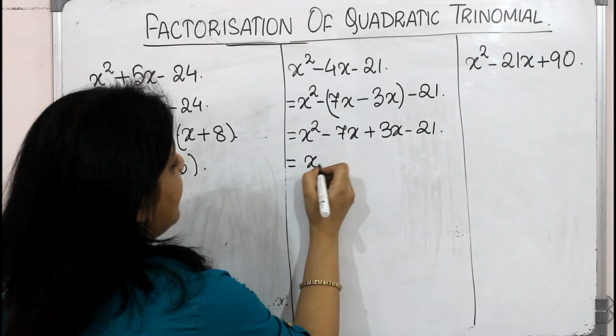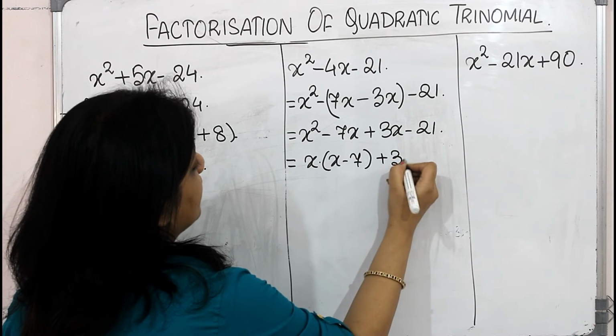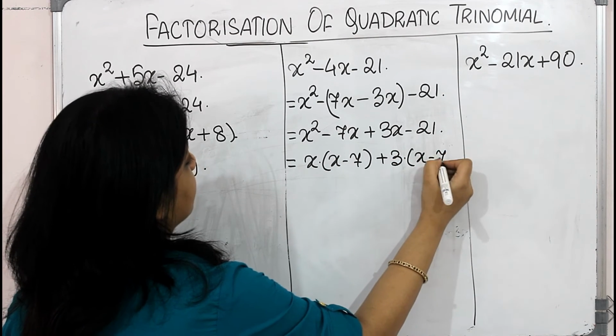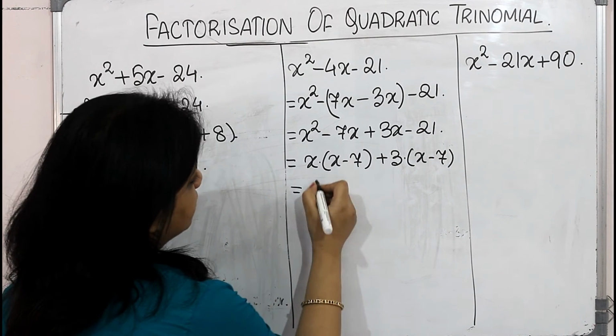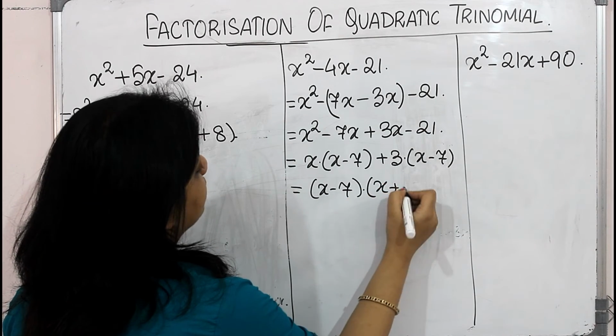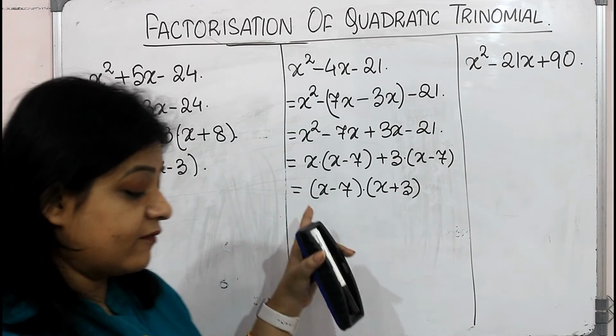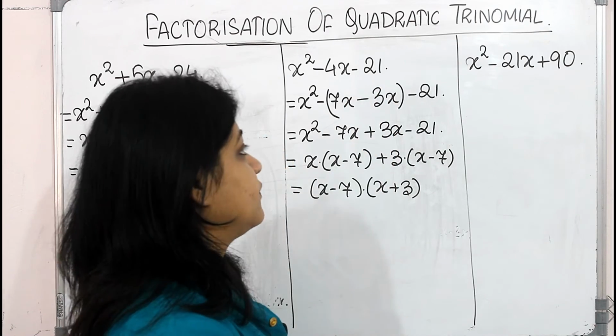So this becomes x into x minus 7 plus 3 into x minus 7. So x minus 7 is common to both the terms. So this is x minus 7 into x plus 3. So x minus 7 and x plus 3 are the factors of this expression.